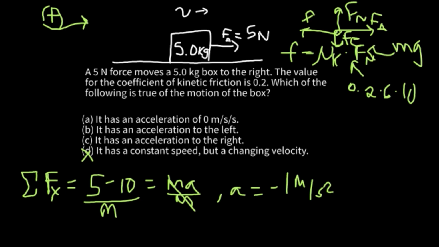Alright, so what is this negative 1 meters per second squared telling us? Well, positive is to the right, negative is to the left, and our acceleration is negative, so we have an acceleration to the left.